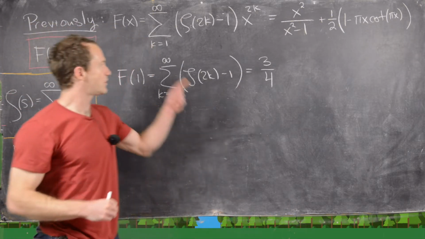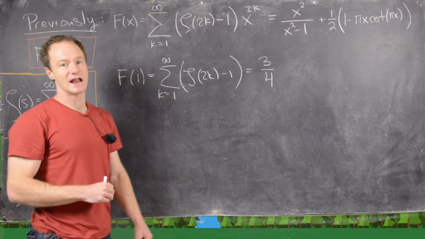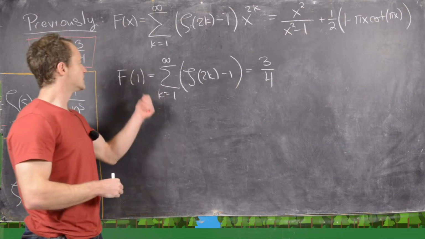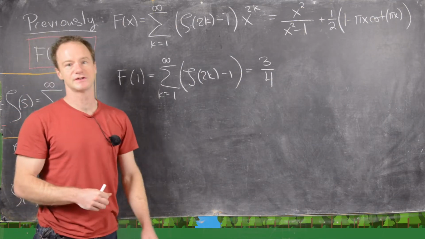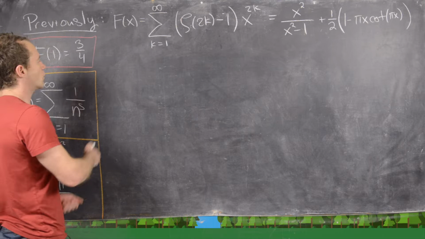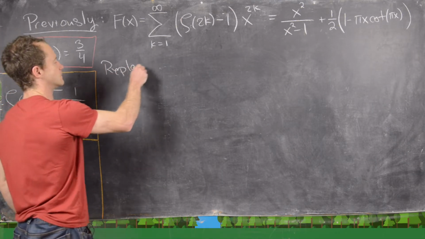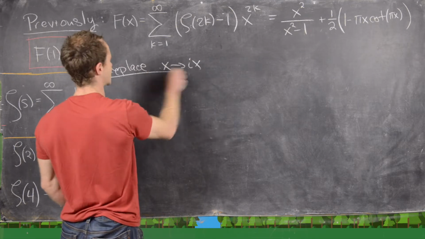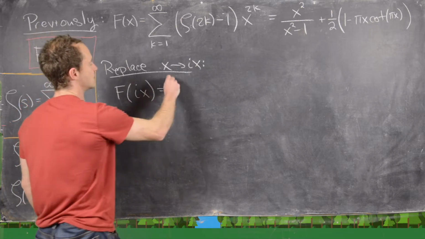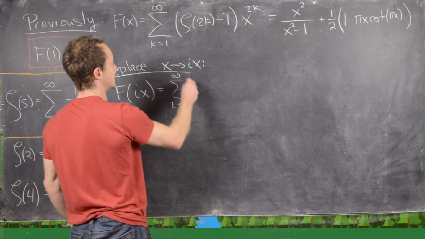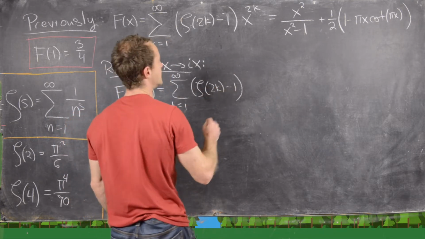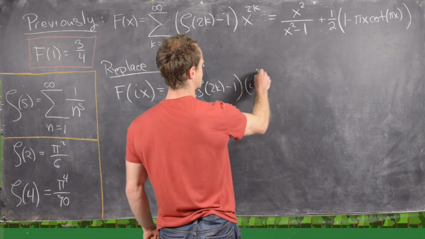Okay, so the game I want to play is I want to evaluate this at a different value instead of x, maybe i times x, to see what we can get out of it. So I'm going to go ahead and erase what we had in a different video so we can get to this new problem. Okay, so now we're ready. Like I said before, we're going to replace x with i times x, and that's going to give us f of i times x is equal to the sum k equals 1 to infinity of zeta of 2k minus 1 times i times x to the 2k.